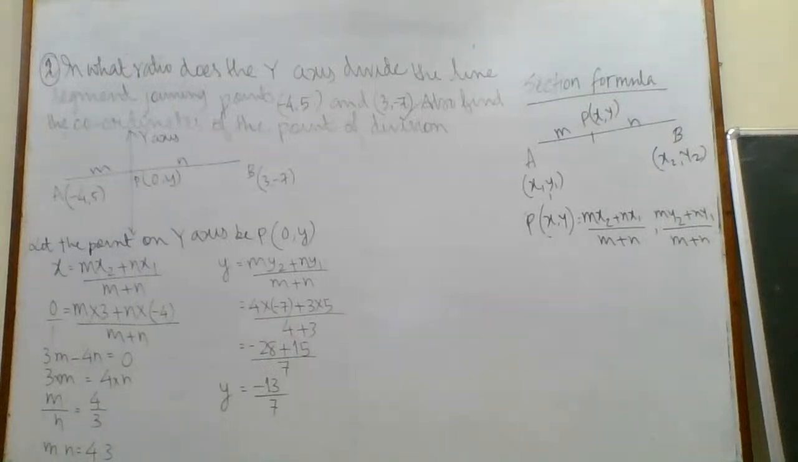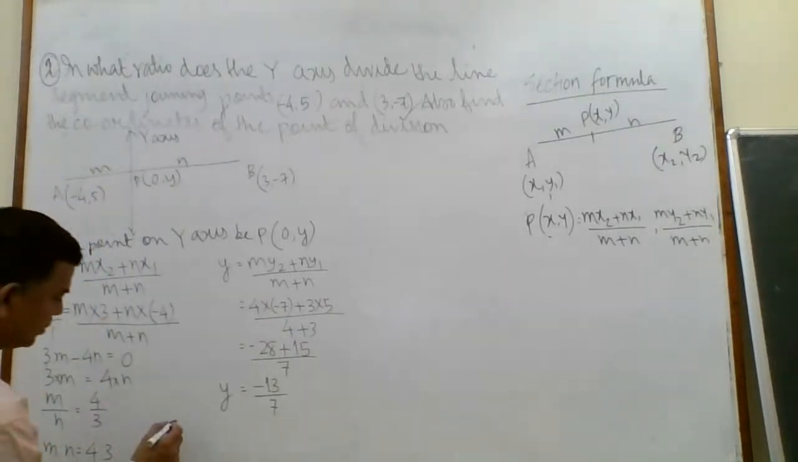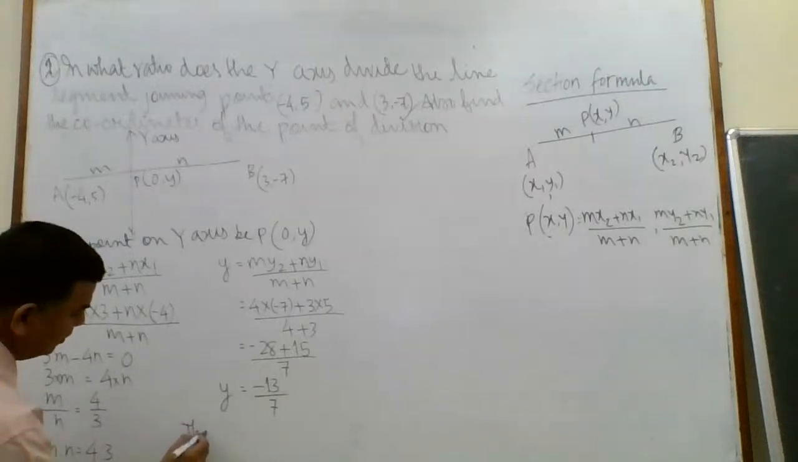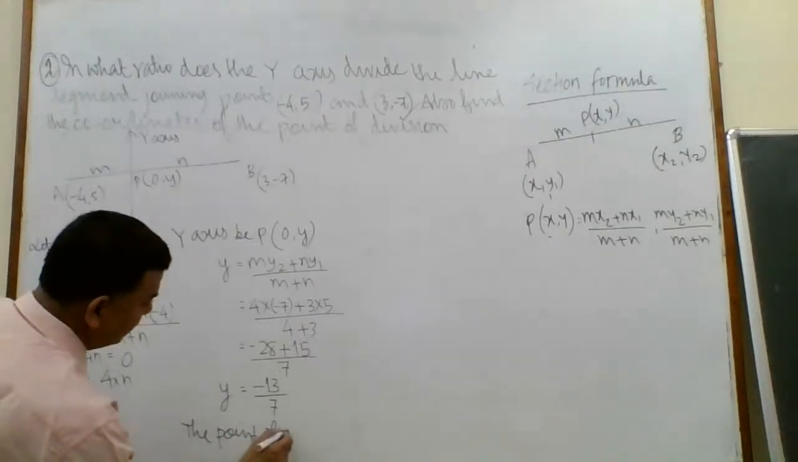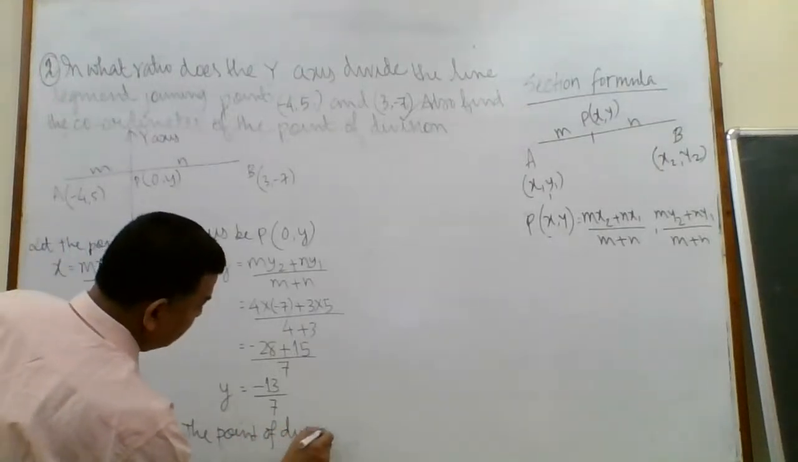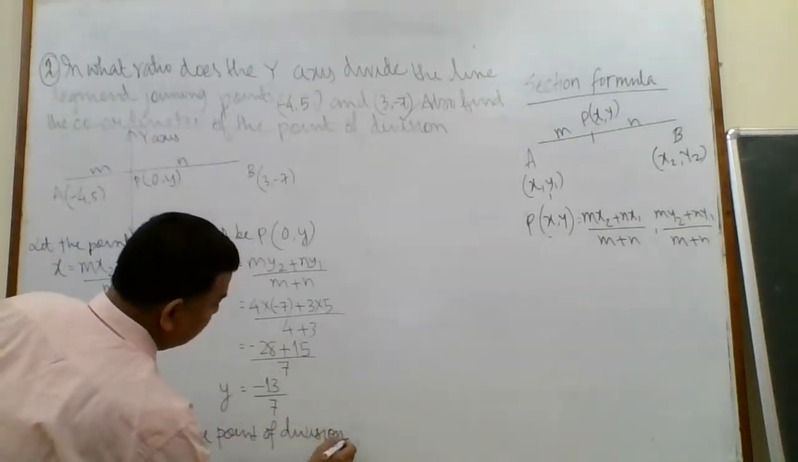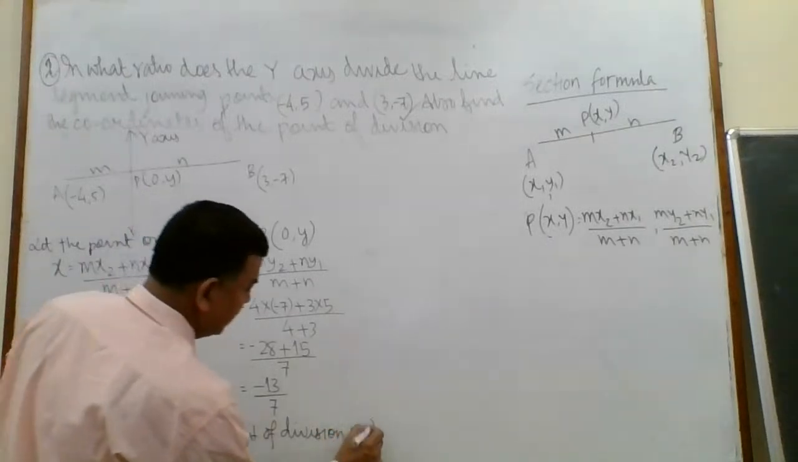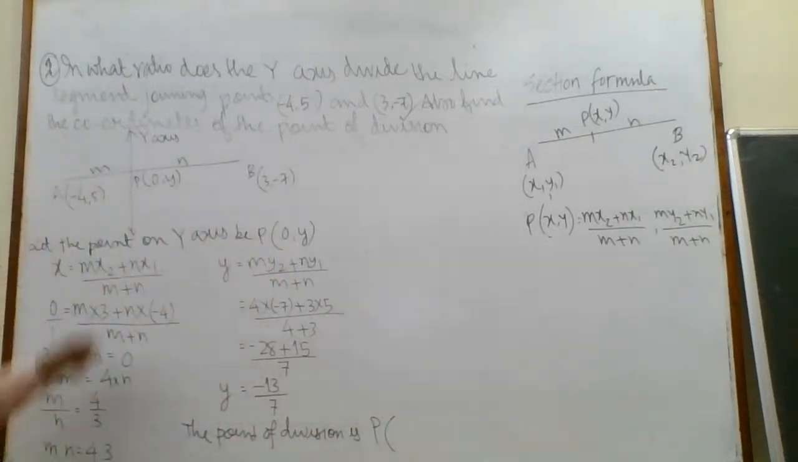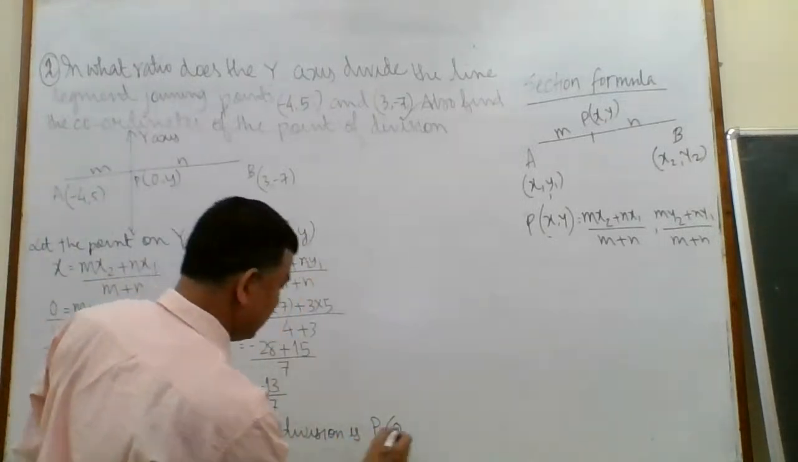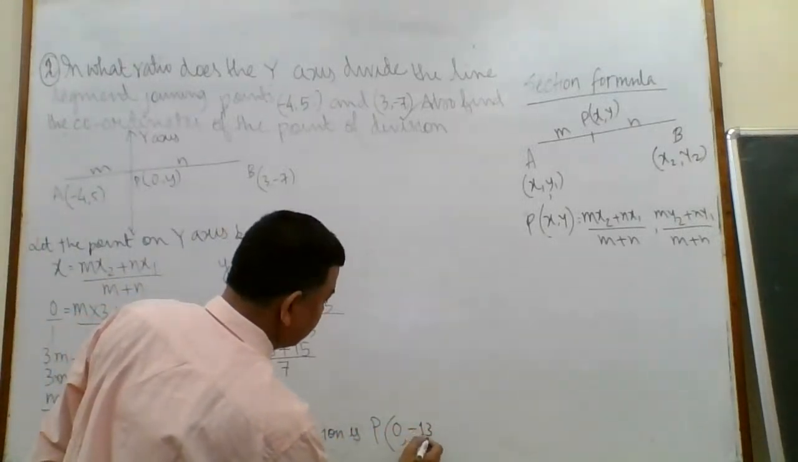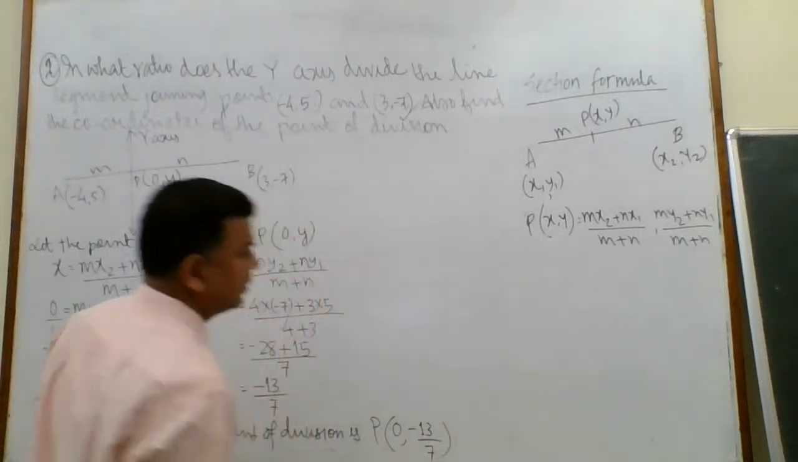We will not finish here because at last our objective is to get the coordinate. So at last, therefore, the point of division means the coordinates of the point of division. We have called it as P. What was the coordinate? 0, y. So 0 comma y is minus 13 by 7.